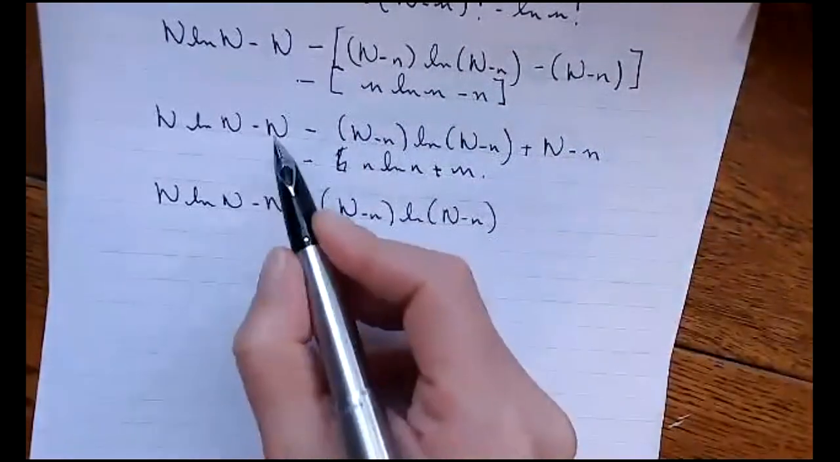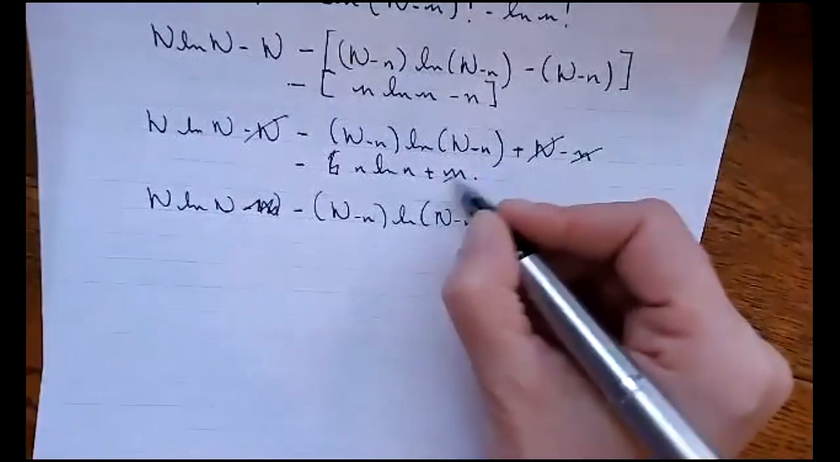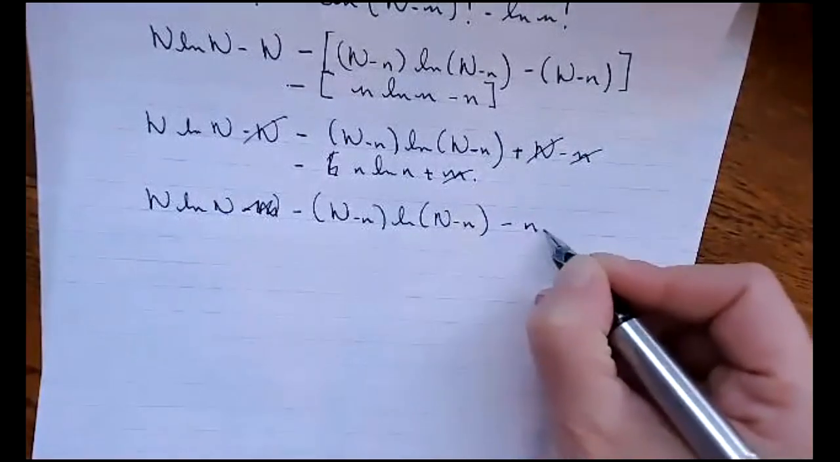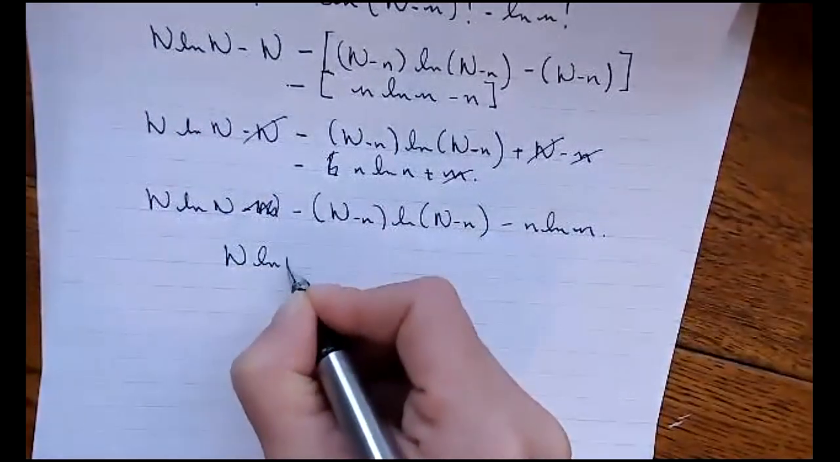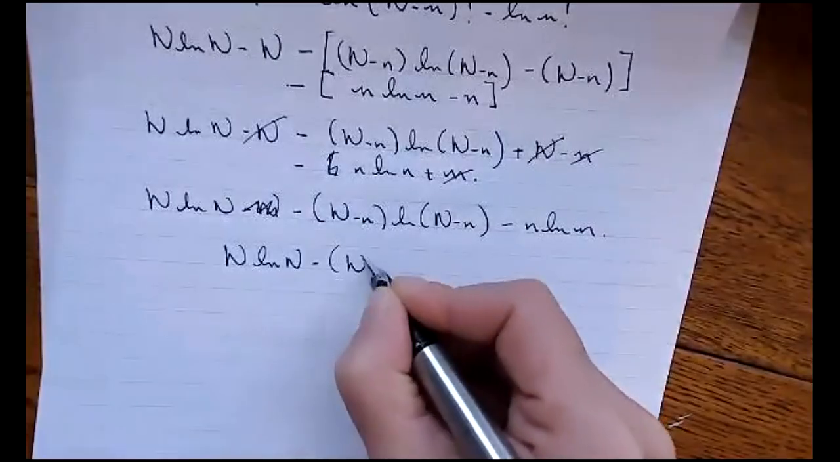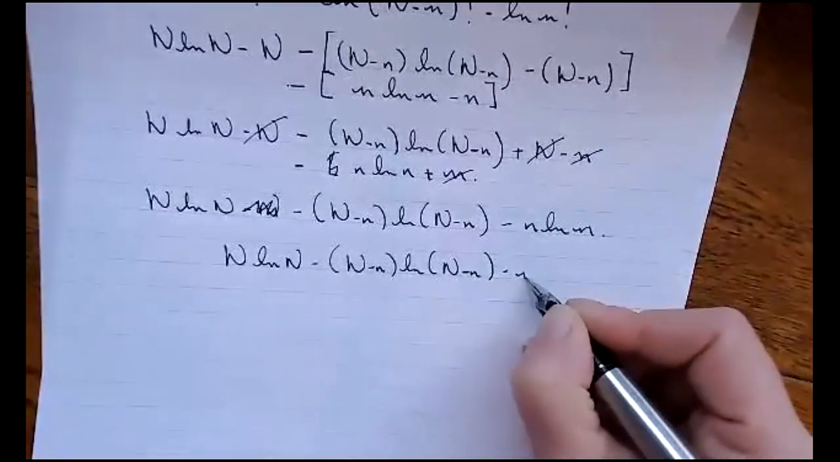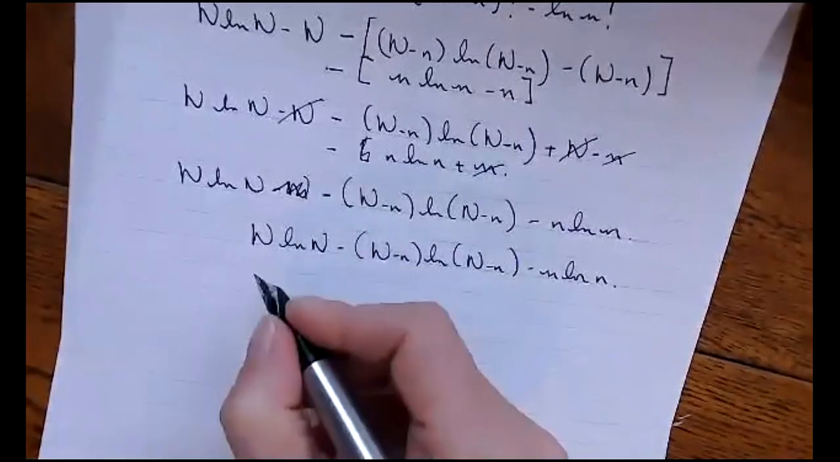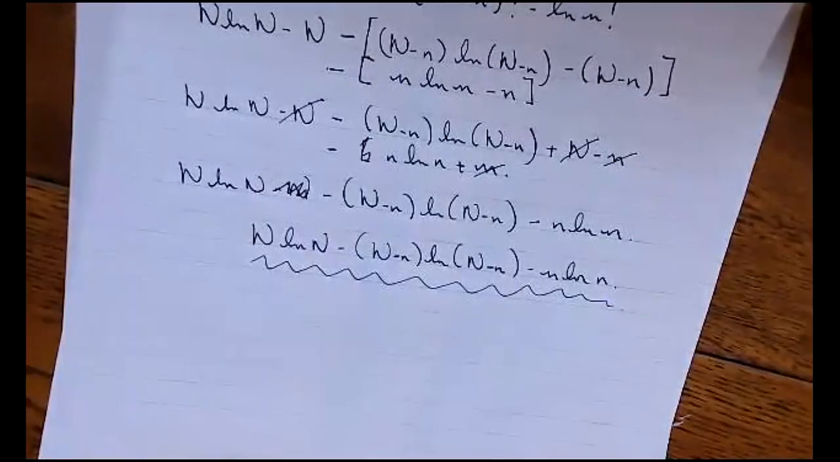So now these two things cancel out, so I needn't have written that one there. And this one and this one cancel out. So I end up with minus little n ln little n. So let's just write that out again. We've got big N ln big N minus, and that is our simplified expression that we need to now substitute in to our entropy.